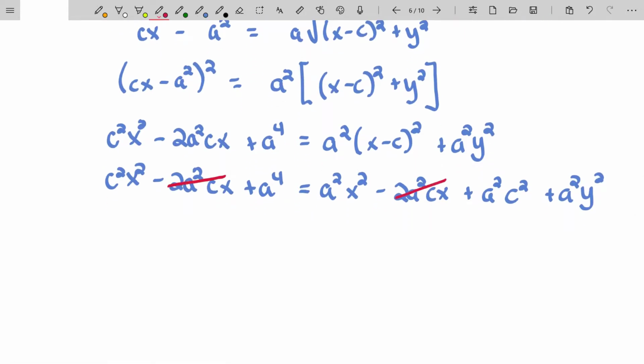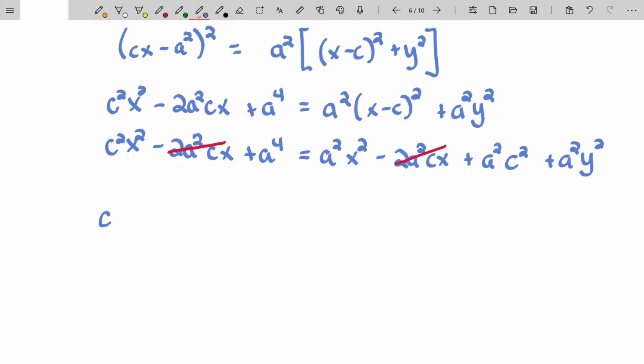Let's see if anything cancels. Just those two terms right there. Now what I'm going to do is collect everything involving x's and y's to one side, and everything without x's and y's, I'll leave that on the right hand side. It's a nice common trick here. So we'll still have the c squared x squared. I'm going to move an a squared x squared over here. I'll also move the a squared y squared over here. On the right hand side, I'll have the a squared c squared because it was already there. And I'm going to move the a to the fourth over there.